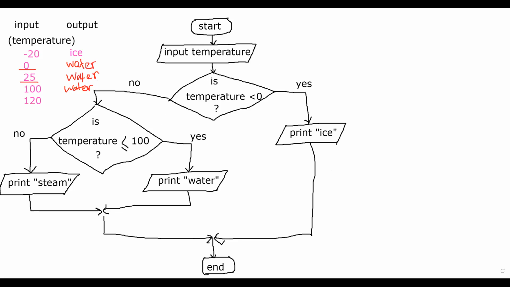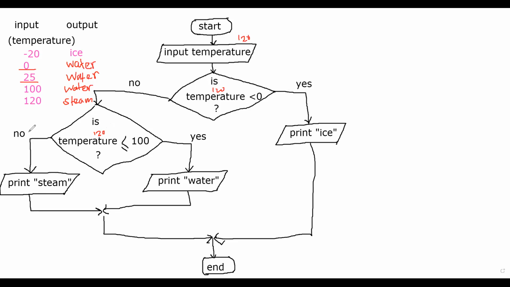Then 120. Yes, 120. So I'm checking whether 120 is less than 0. No. Then you check whether 120 is less than or equal to 100. No, then this becomes steam. So this is how it works.